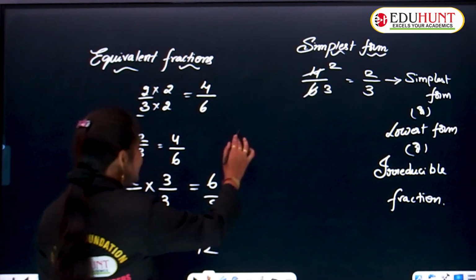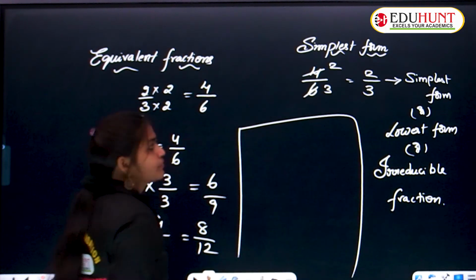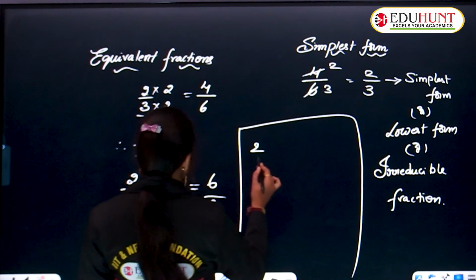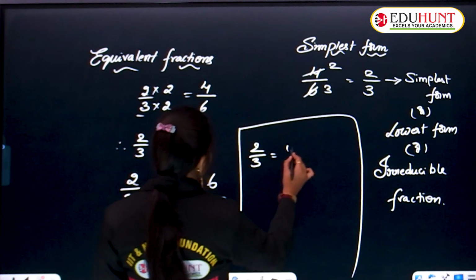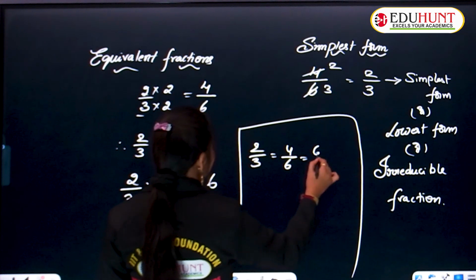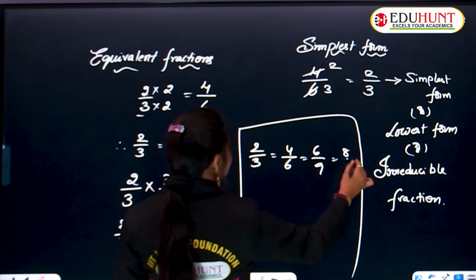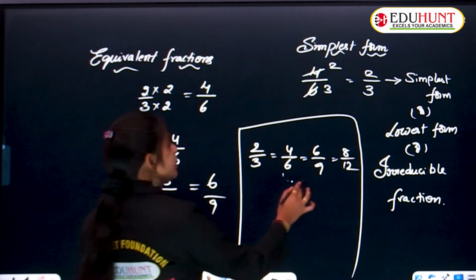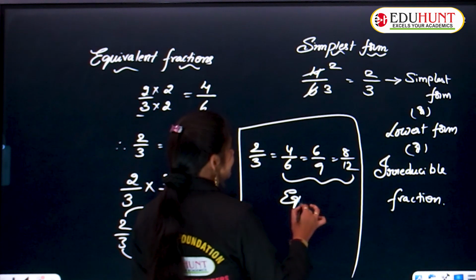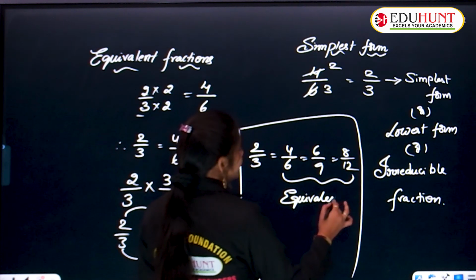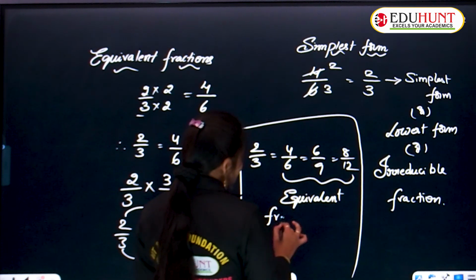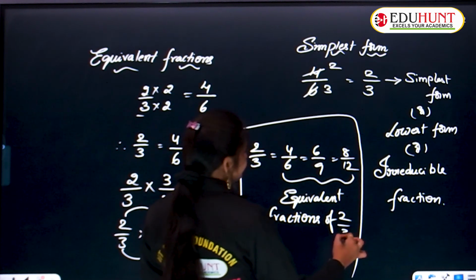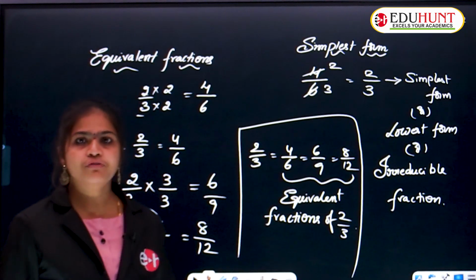From this one what can we say here? What we can say here is that 2 by 3 equals 4 by 6 equals 6 by 9 equals 8 by 12. Understood? Now here these all are the fractions which are equivalent fractions of 2 by 3.